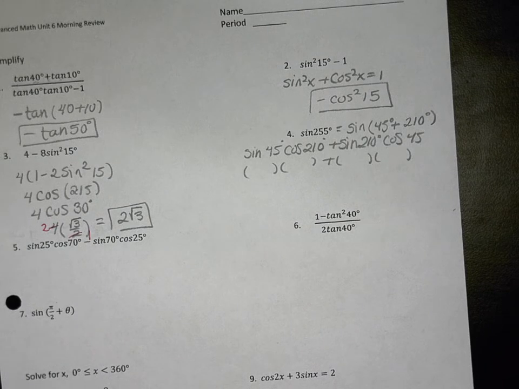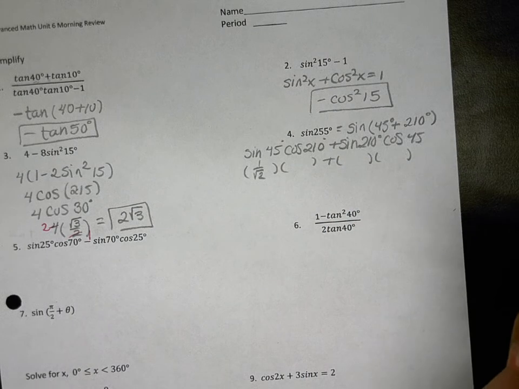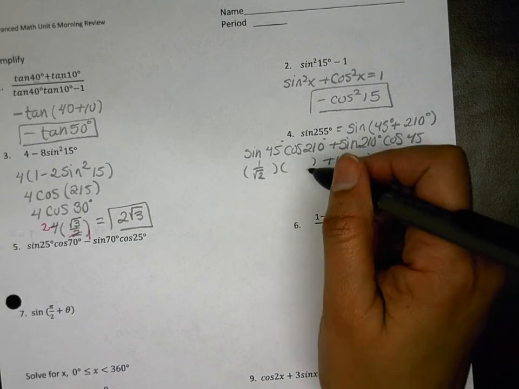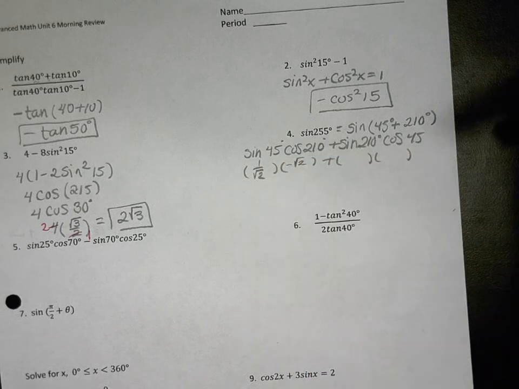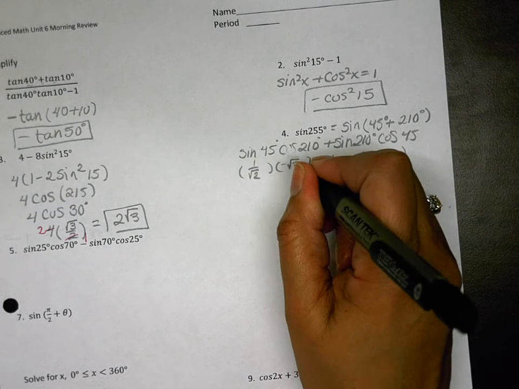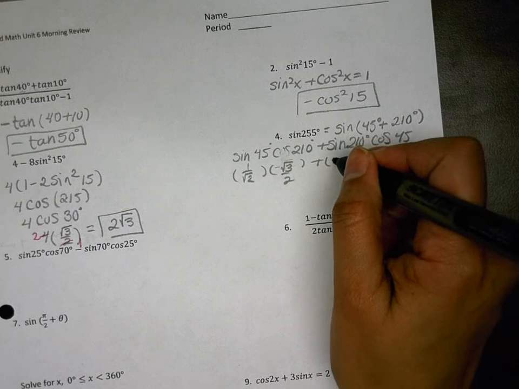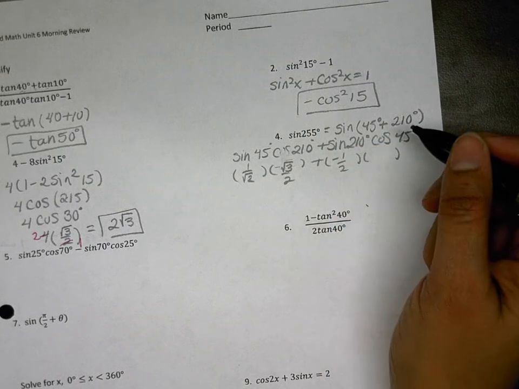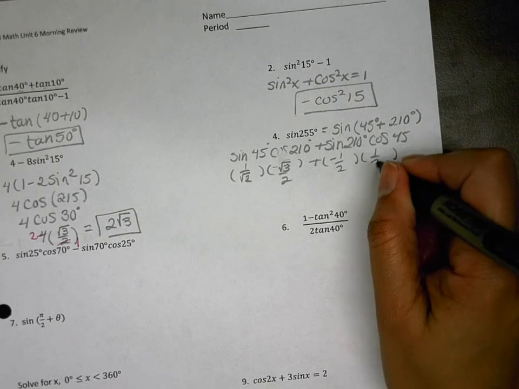All right, what is sine of 45? 1 over root 2. Do any of you write it as root 2 over 2? And it's okay if you do. That's perfectly fine. Cosine of 210 is negative root 3 over 2. Sine of 210 is negative 1/2. And cosine of 45 is 1 over root 2.